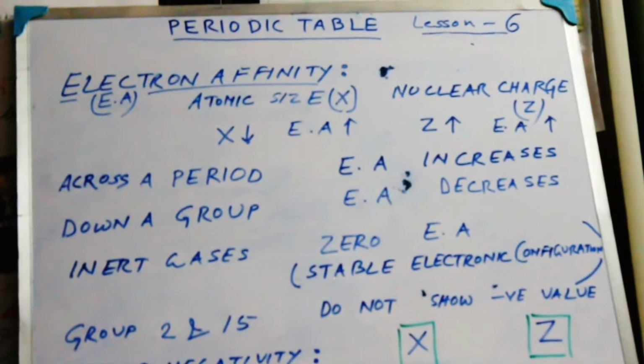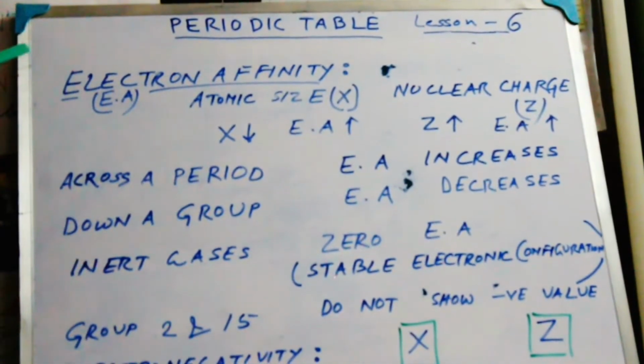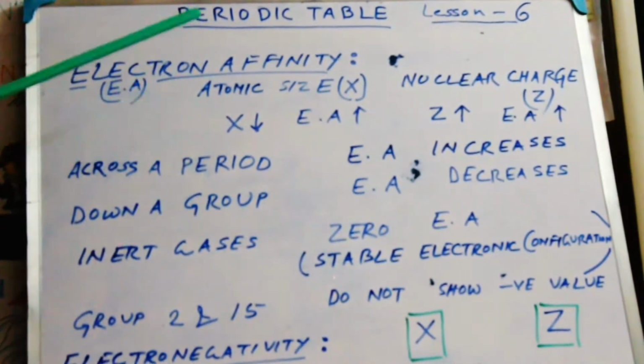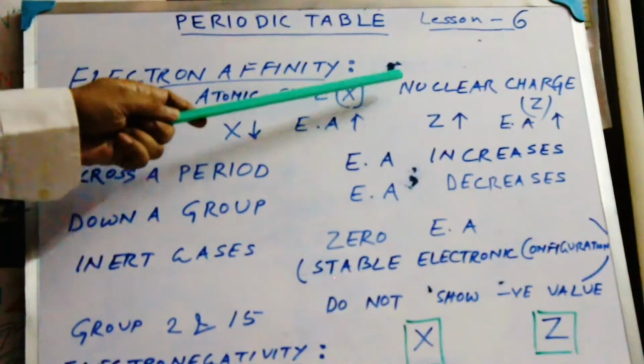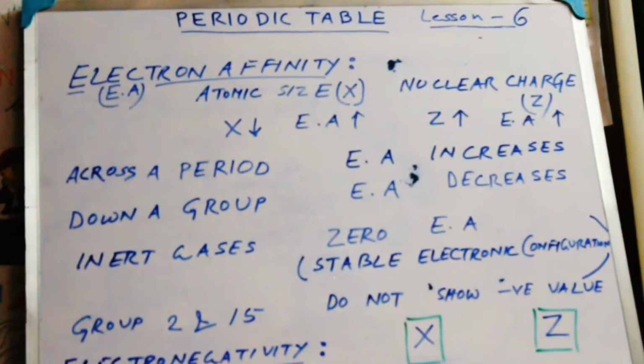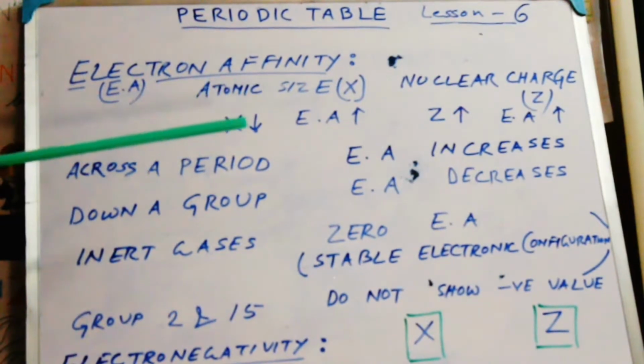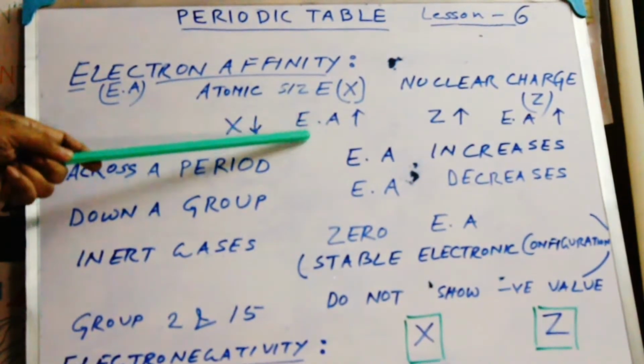Periodic table. The first concept is electron affinity. It depends on two things. One is atomic size represented by X and nuclear charge represented by Z. Now when X decreases, that means atomic size decreases, what will happen? The electron affinity will increase.